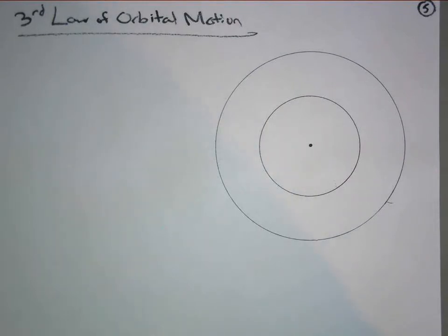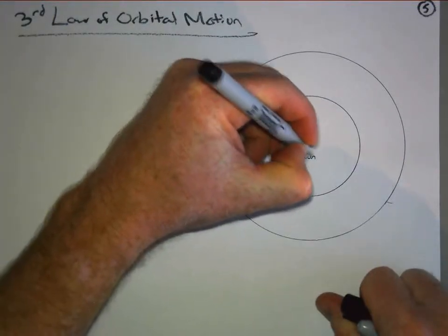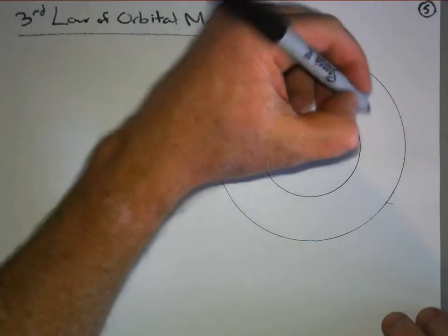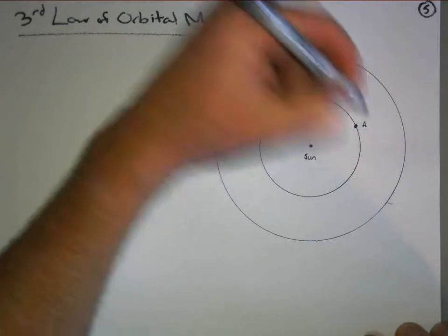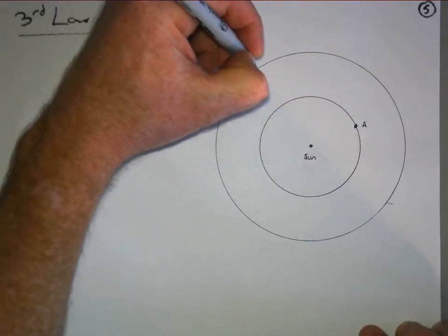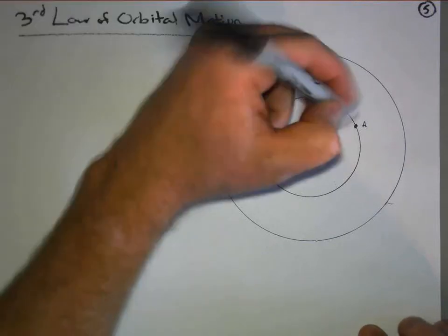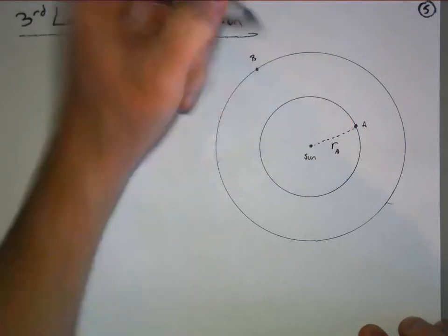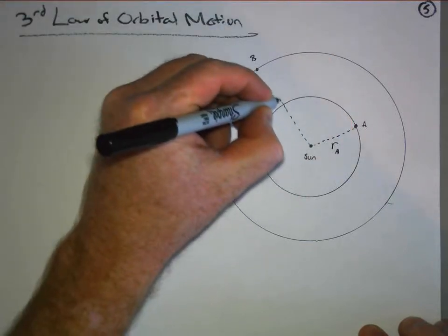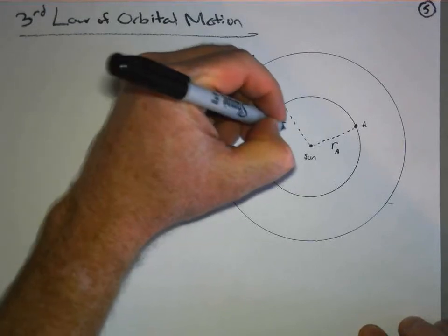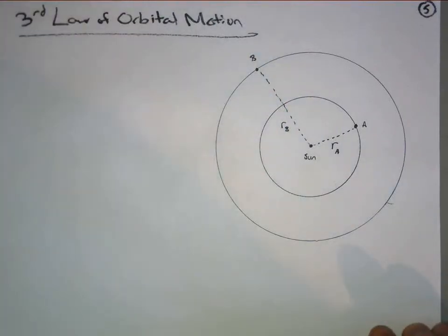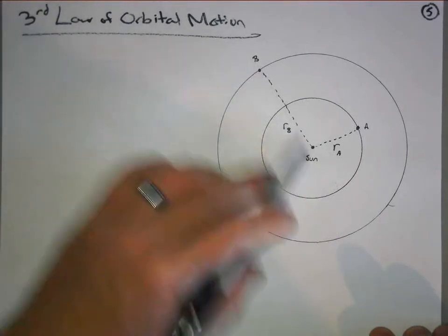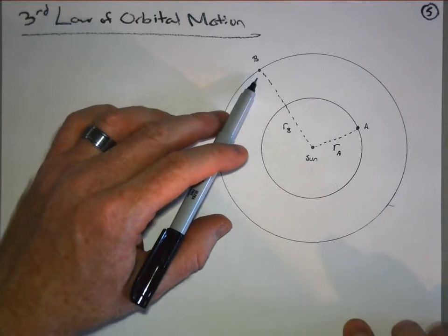What we have going on is the sun in the center, just for our example. And we can say we've got planet A and we've got planet B. I'll just put planet B here. And planet A is this distance away from the sun, radius of A. Planet B is this distance away from the sun, radius of B. And the third law is looking at the radii, the orbital radius here. But it's looking at something else.